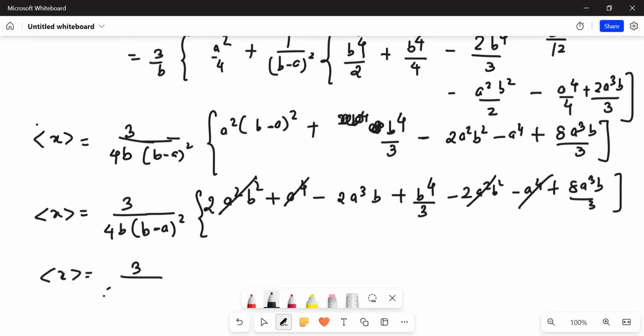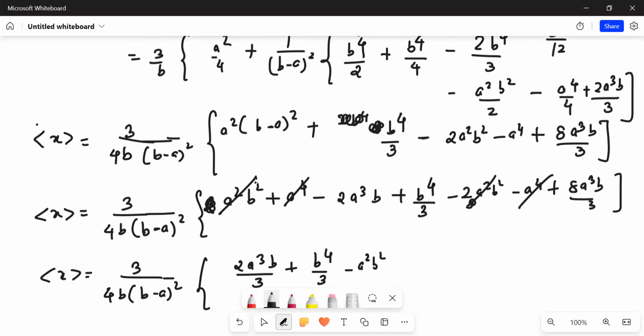Expectation value of x would be 3 upon 4b, b minus a whole square. And you are left with, I think, 2a cube b upon 3, because this would be 6. 8 minus 6 is 2, 2 upon 3, plus b to the power 4 upon 3. Okay, no, this is not. So a square b square here. So minus a square b square will still remain. Sorry.